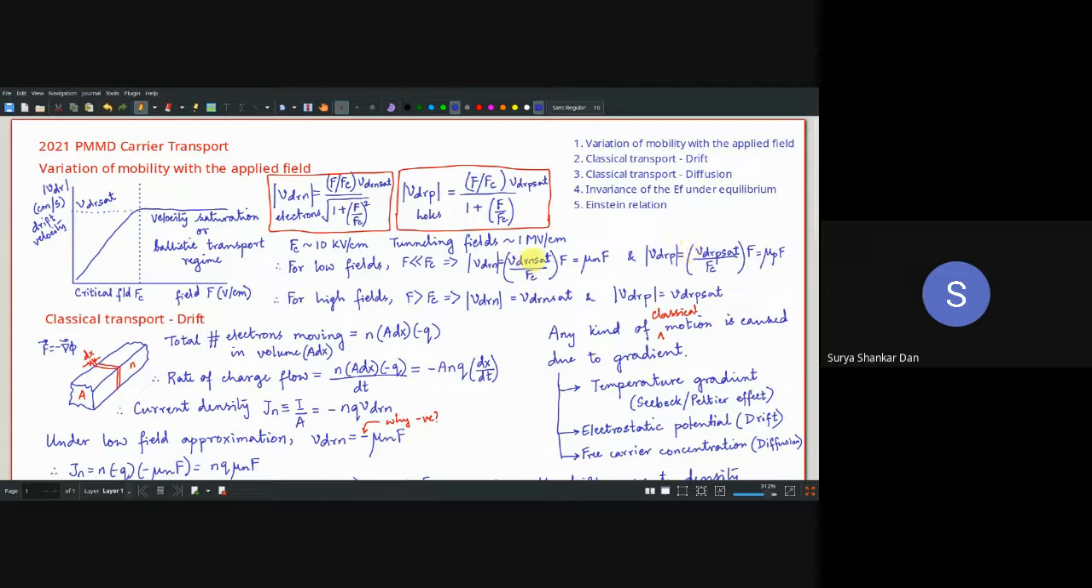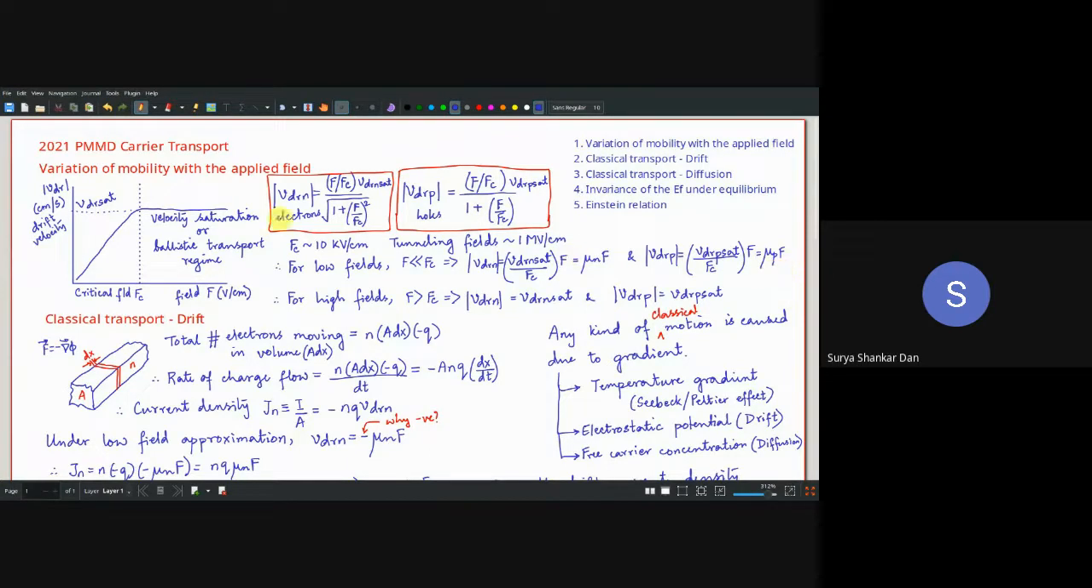You can clearly understand that VDRN SAT is a constant for that particular material, VDRP SAT is a constant for that material, and the critical fields are also constant for that material. These are material-dependent parameters. So VDRN SAT by FC is a constant for that material. That's why we get mu n for that material. That is the simplest definition of mobility. This is how the mobility term comes. Similarly, here you will have mu p into F, the mobility of the holes in that particular material.